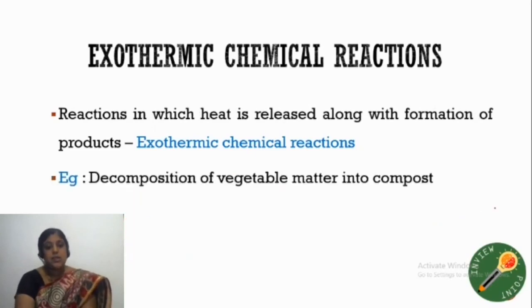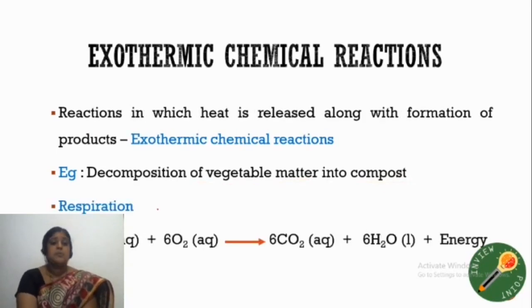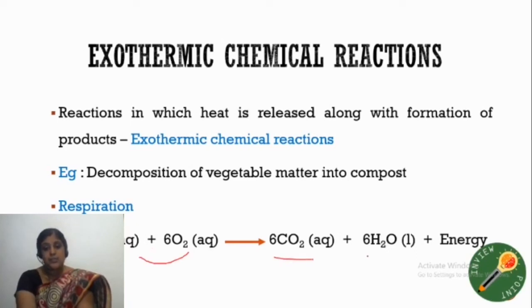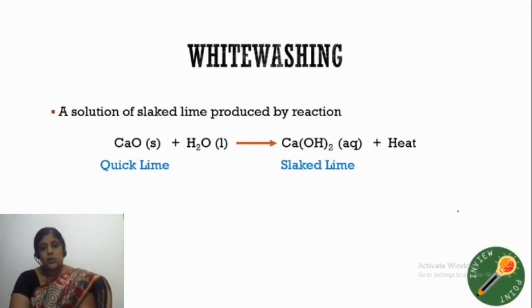Another example is decomposition of vegetable matter into compost. Then respiration is also an example of an exothermic chemical reaction. Glucose, that is C6H12O6, reacts with oxygen to form carbon dioxide, water, and energy. Energy is in the form of heat. So here heat is produced along with the products, making this also an exothermic chemical reaction. Is it clear, students?